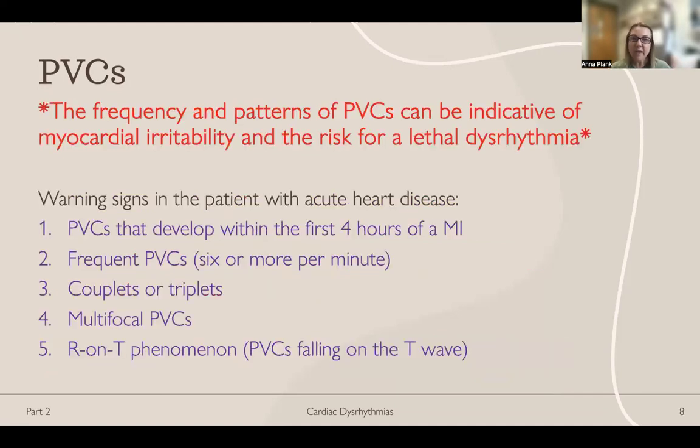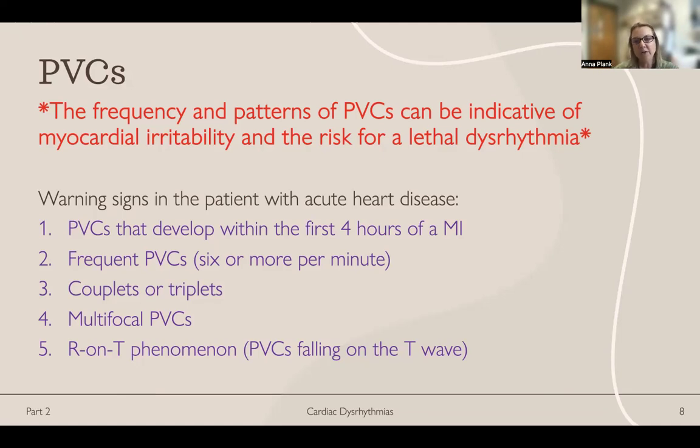But if it starts to happen more frequently, then we know that the myocardium, those heart muscle cells, are really starting to get irritated. So these five things here are all indications that we need to start paying more attention. If you started with a PVC and now they're becoming more frequent, you're getting six per minute, you're starting to see different types, it's falling where it shouldn't, maybe it's falling on the T wave.